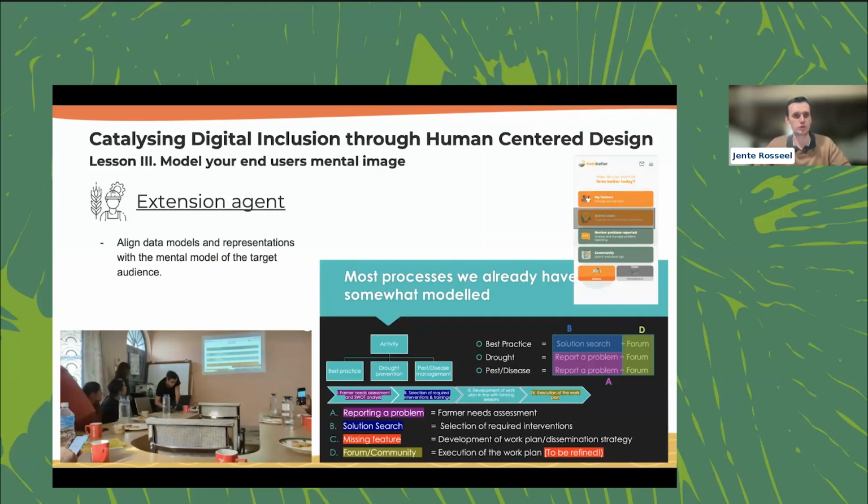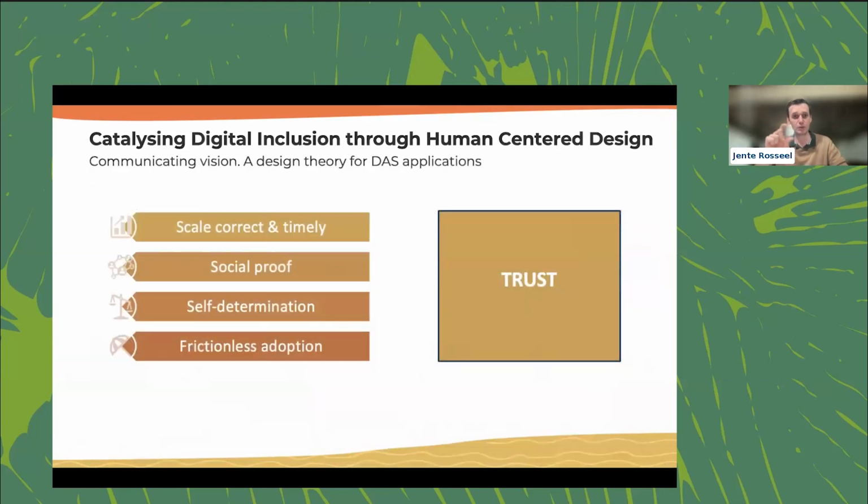And the app is now more streamlined with how extension agents themselves see their day-to-day activities. So the next steps, we just published our second report, and I'll finalize here because I'm going a bit over time, but we are here for the questions, so happy to assist.